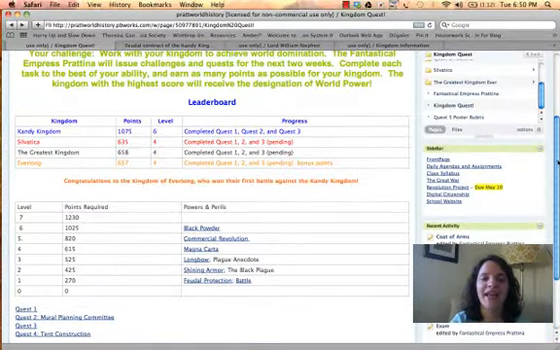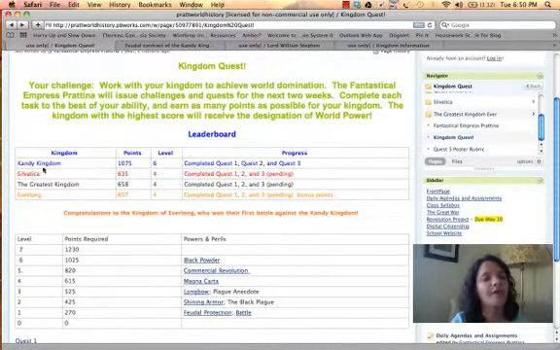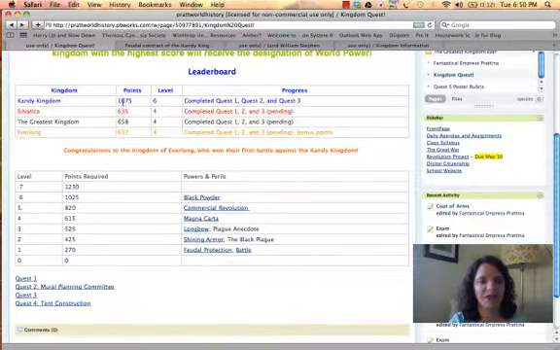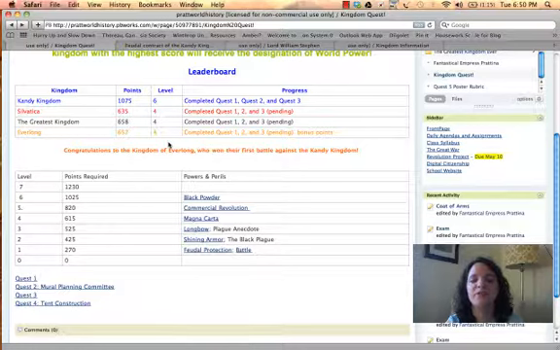Also on my wiki page, you can see I keep the leaderboard. So I list each kingdom there on the left, try to keep up with their points and which level they're on. So again, as part of my effort to differentiate this particular unit, I allow students to master a quest or to master a mission and then to move on to the next mission. So it's self-paced within the unit.